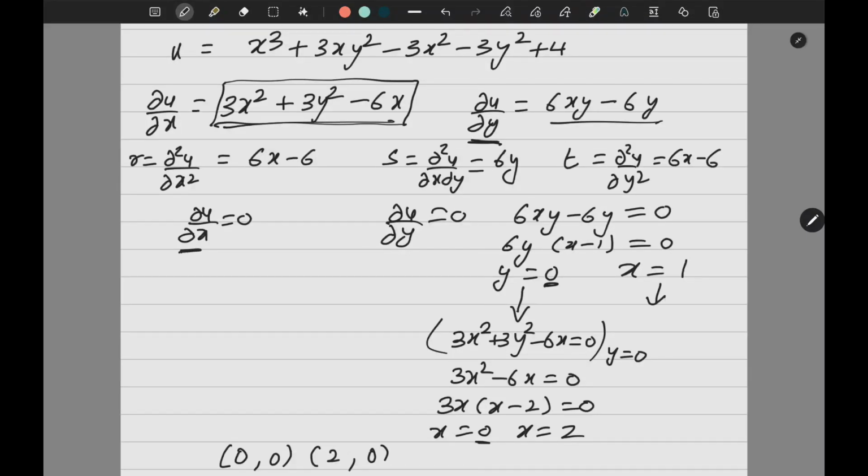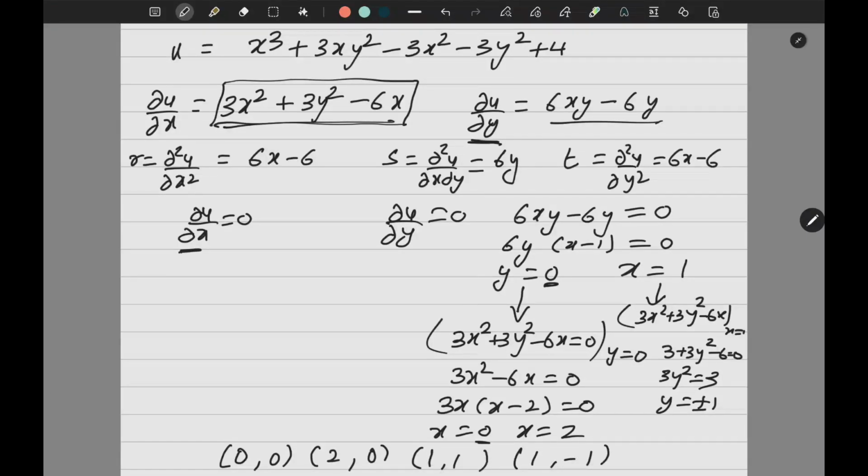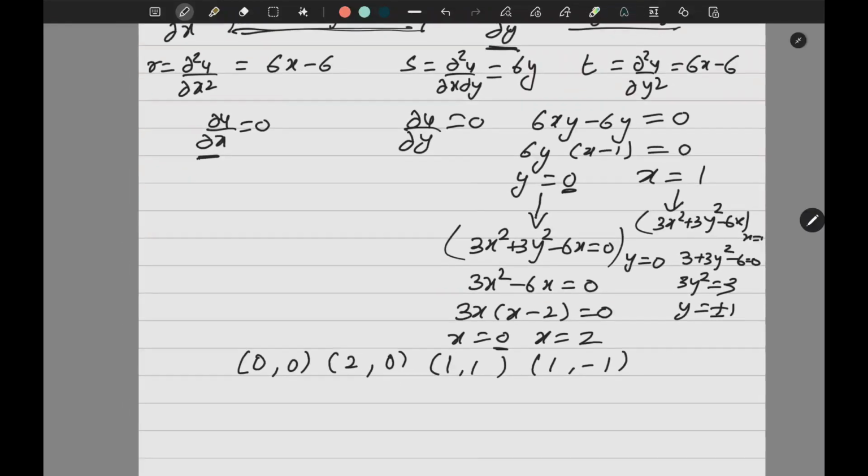Now the second is x is equal to 1. So now in 3x square plus 3y square minus 6x, you put x is equal to 1 and equate it to 0. So 3 plus 3y square minus 6 is equal to 0. So 3y square is equal to 3. So y is equal to plus minus 1. So what are the extreme points? I'll get it from here. Now see, x is 1, so y can be 1. X is 1, so y can be minus 1. So this way I got the 4 extreme points.